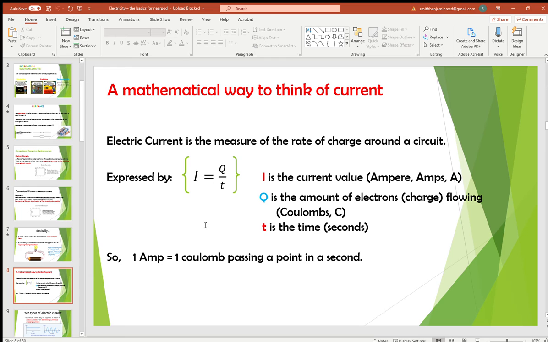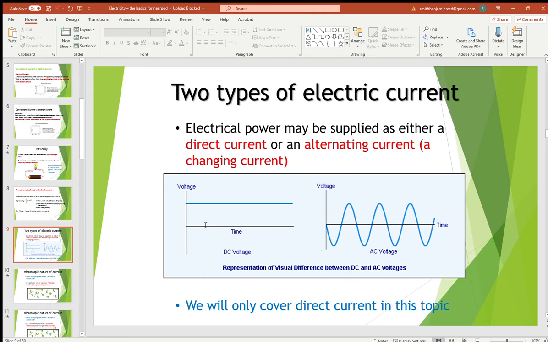Now there are 2 different types of electric current. There is DC voltage, or direct current, and there's AC voltage, which is called alternating current. DC current is often the type of current that would be in a battery, or your phone would experience DC current.